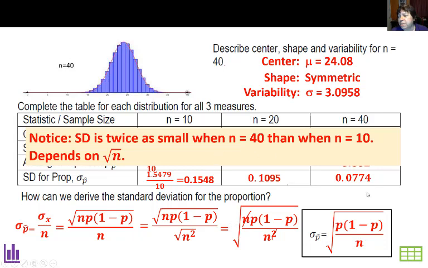So if you notice, my standard deviation here for n is 40 is twice as small, or half as big, as my standard deviation for 10. Well, a sample of 40 is 4 times bigger than a sample of 10. What's the square root of 4? 2. So that is kind of the scale factor going between these two. This one is twice as big as that one.